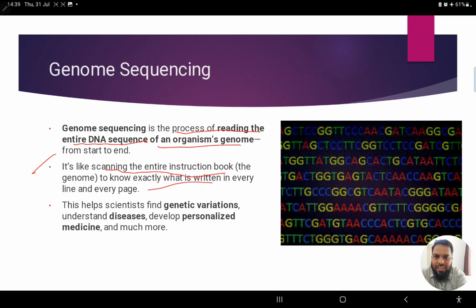To know exactly what is written in every line and every page. Now this helps the scientists in finding genetic variations, understand diseases, develop personalized medicine and much more. So once a genome is understood, scientists can understand the variations, where the problem is coming up, and which type of gene is responsible for what type of disease. And personalized treatments can be given. If a gene is understood, then personalized treatment can also be given.